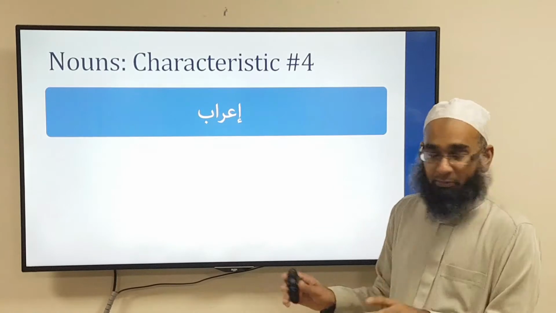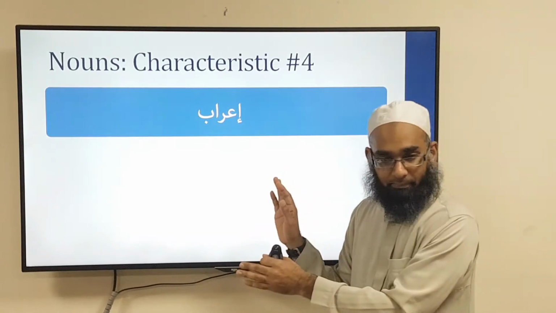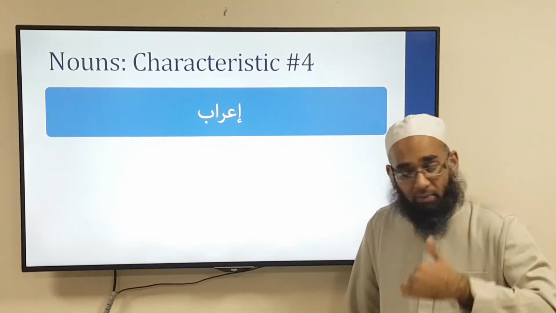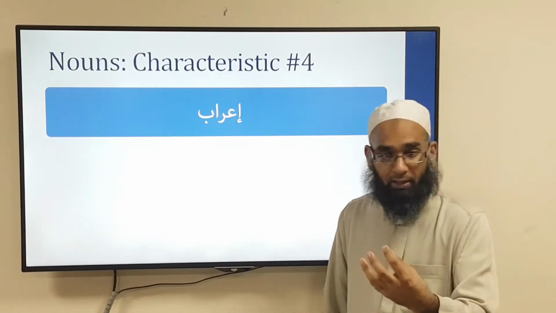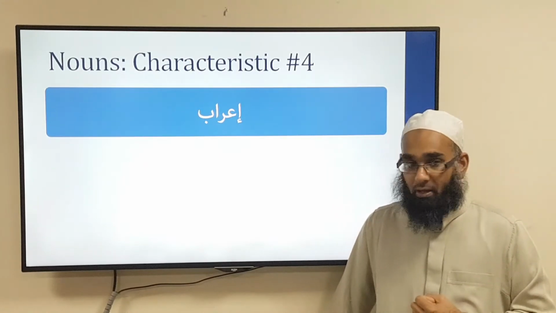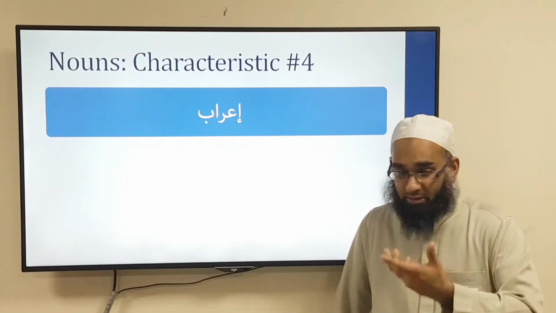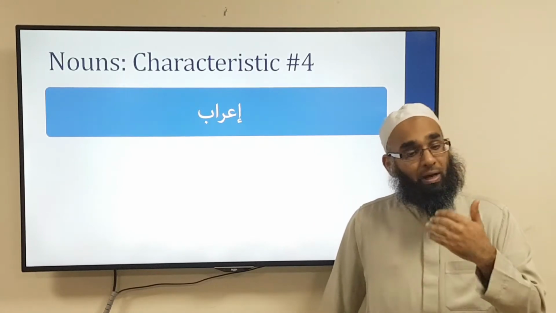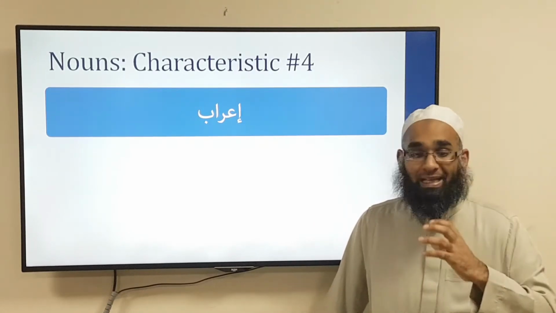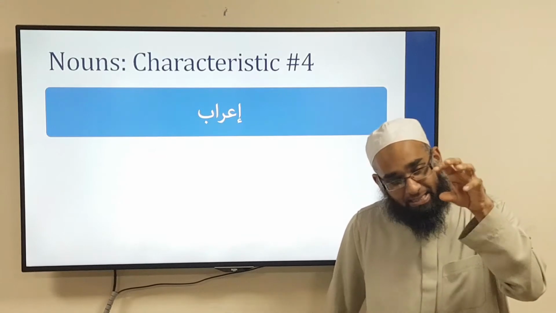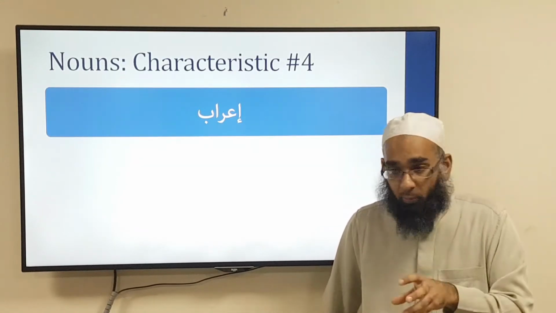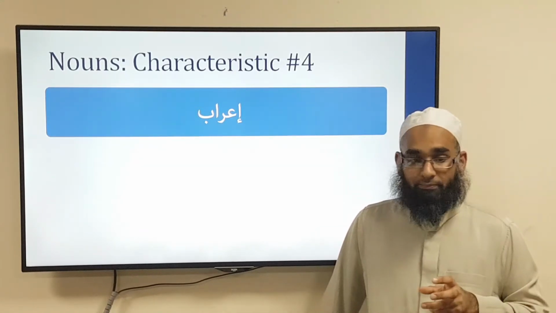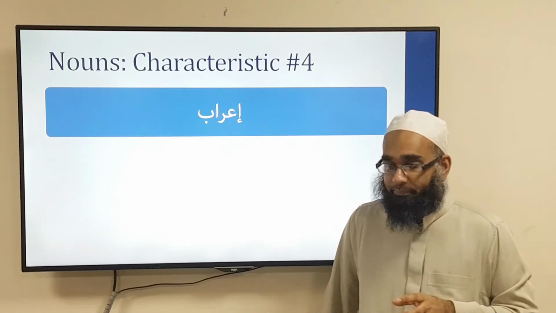So I'm not going to translate it; I'm going to say it's something to do with Arabic. Because in Arabic, for example, boy is walad. But in certain scenarios you get waladun, in certain scenarios you get waladan, and in certain scenarios you get waladin. So this last letter, which changes, is called what? I'rab. Do you understand? Okay?